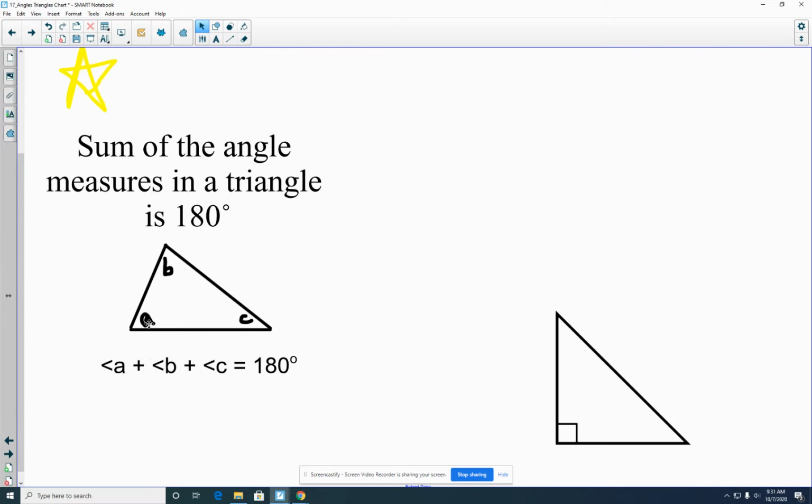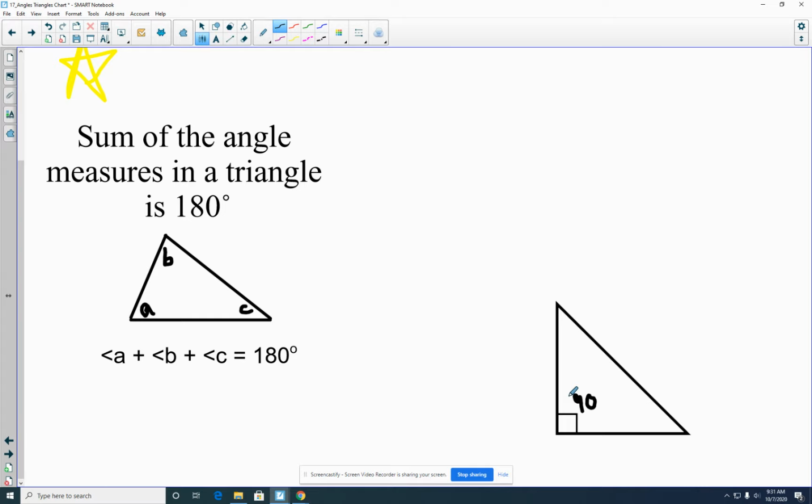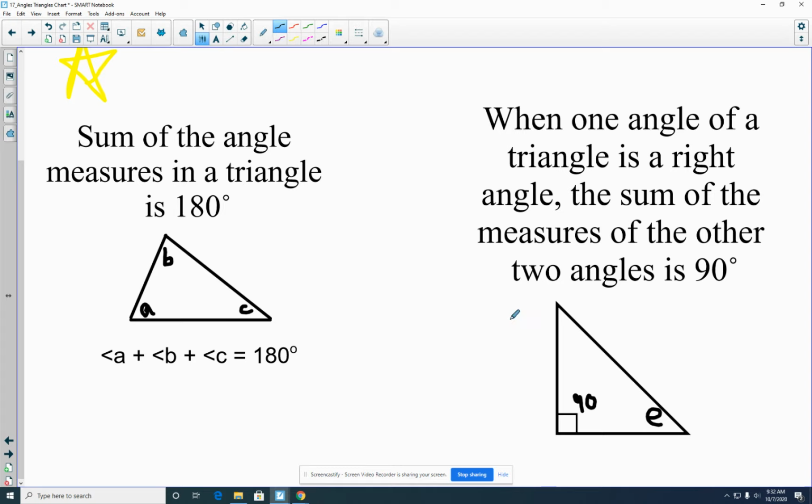With this idea, we also include right triangles. So when I have a right triangle, I know that one angle and only one angle can equal 90 degrees. But what I also know is that the other two angles, if I label them D and E, their sum together must equal 90 degrees as well. So this leads us to this statement here. When one angle of a triangle is a right angle, the sum of the other two angles is 90 degrees.